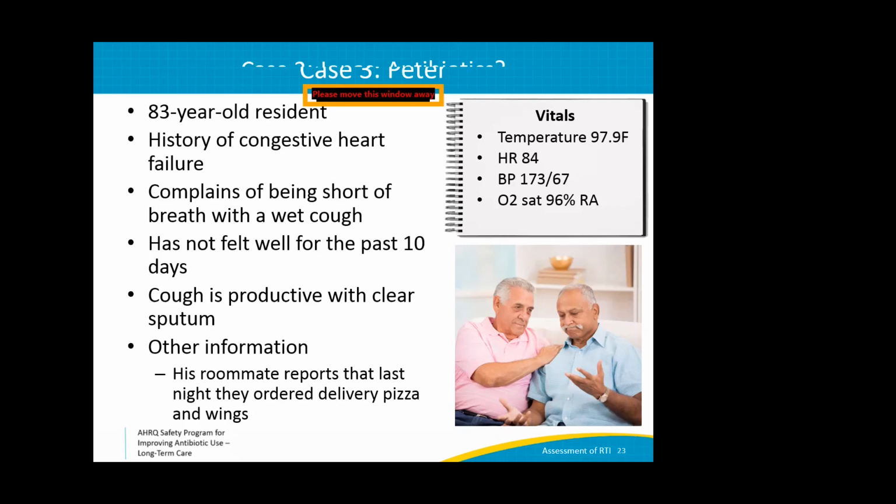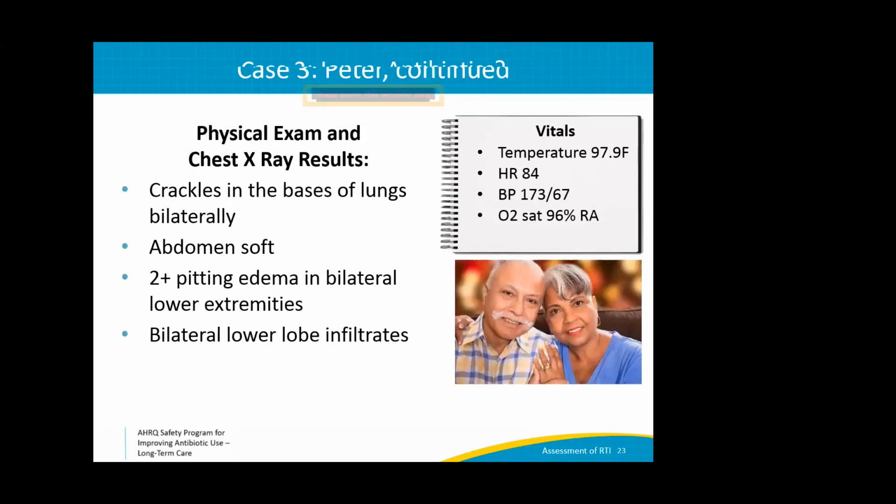You also find out from talking with him and his roommate that last night they ordered a delivery pizza and some wings, which they shared, and that earlier this week, he also ate a bag of potato chips while they were watching the football game together. So on examination, you find that he's afebrile, his heart rate is normal, but his blood pressure is quite high, 173/67. He's satting a normal 96% on room air.